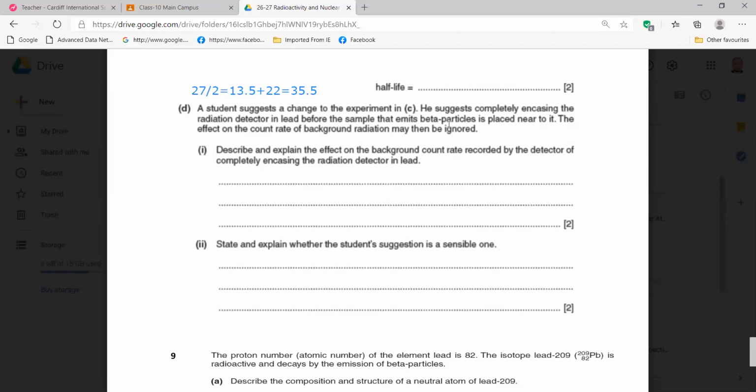No, beta particles cannot go through lead. That idea will be used for answering questions D1 and D2. So you already understood, the student still didn't read the chapter properly. That's why he said this.